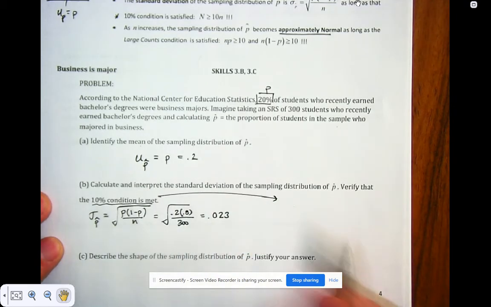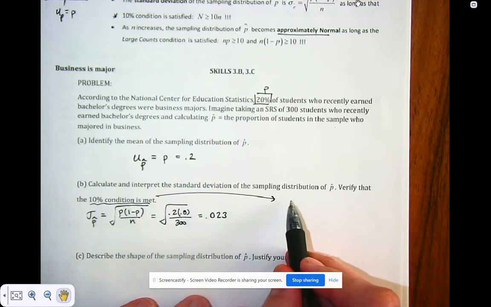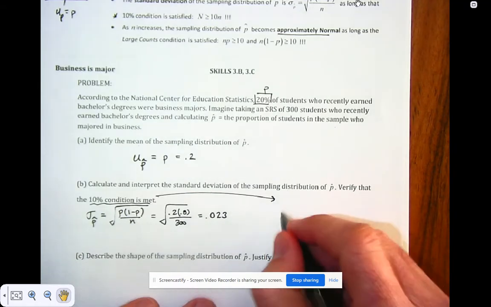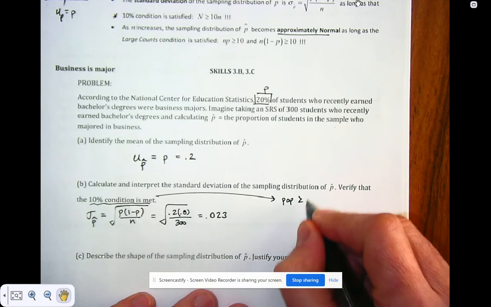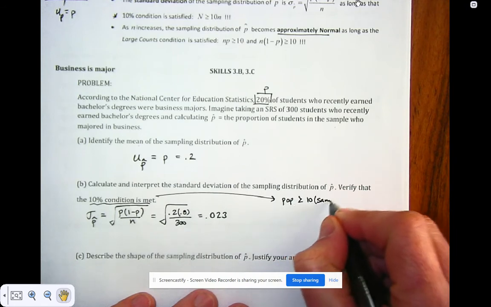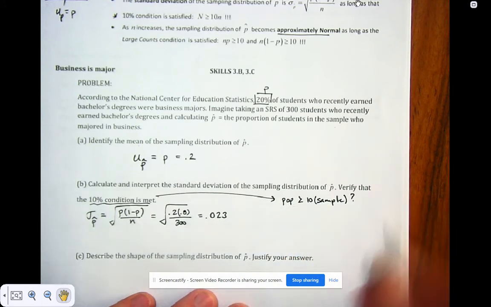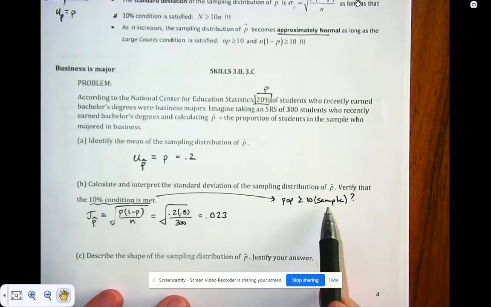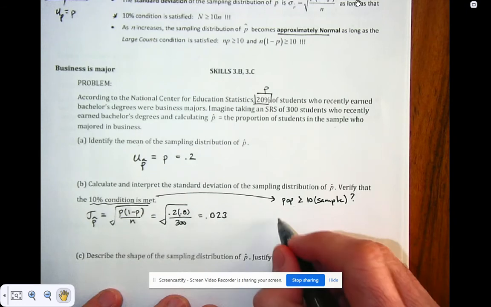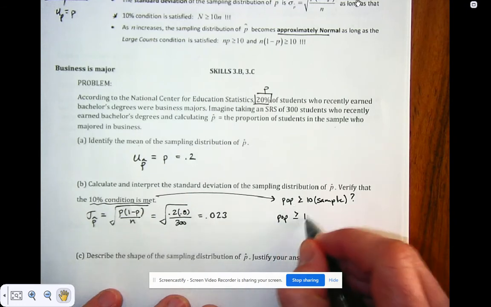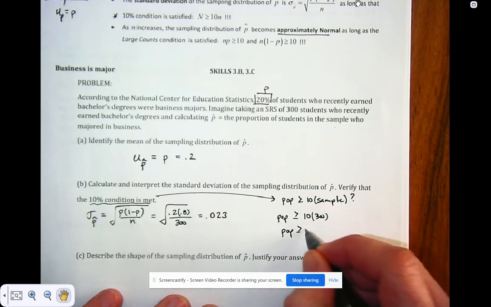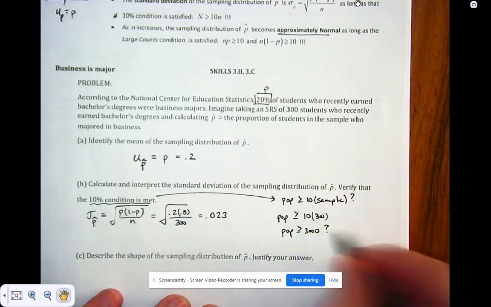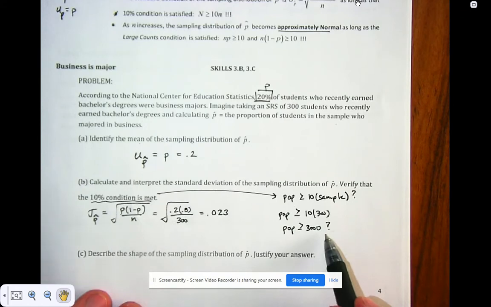So what's the 10% condition? The formula that we use, remember, is that the population needs to be greater than or equal to 10 times the sample. And this is guaranteeing independence. So how do I know? Well, population greater than or equal to 10 times 300, so population greater than or equal to 3,000. You're supposed to ask yourself that question.